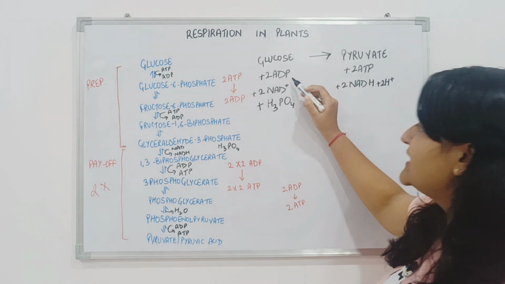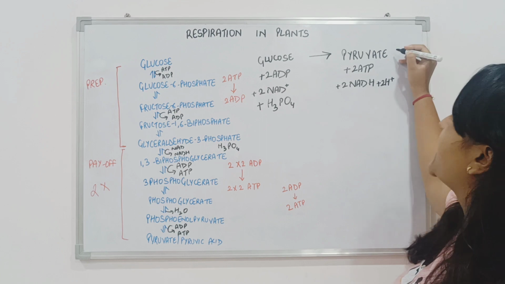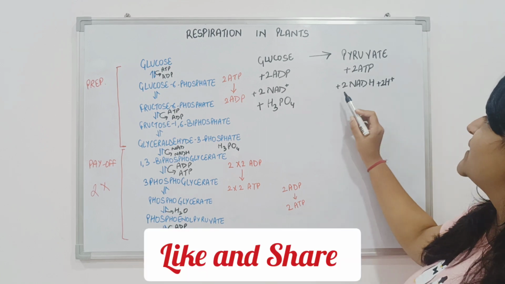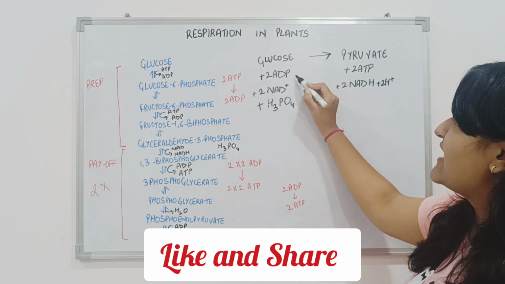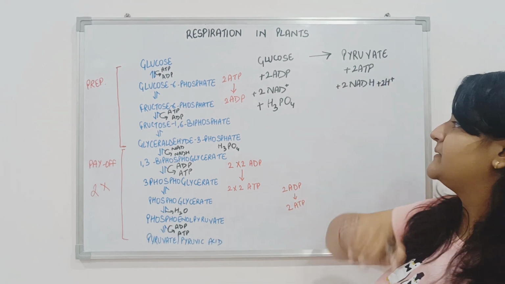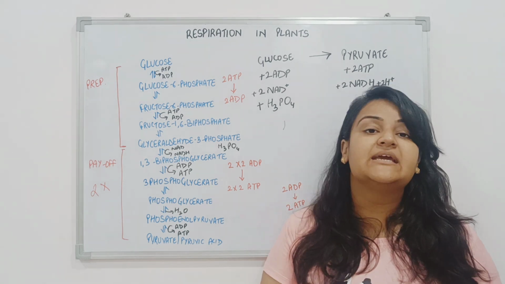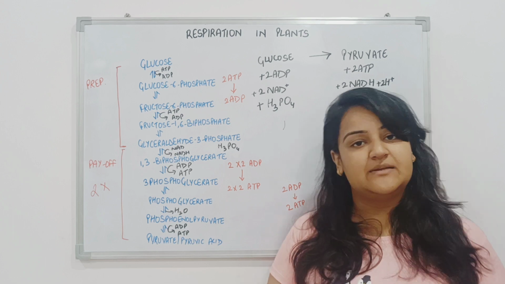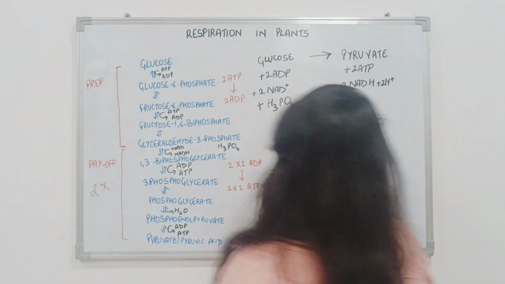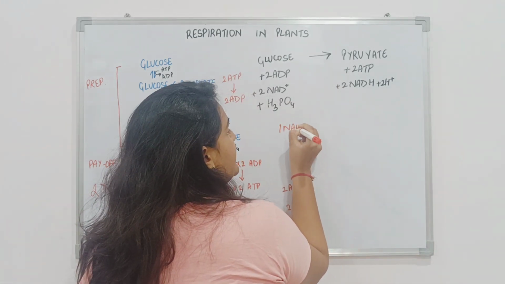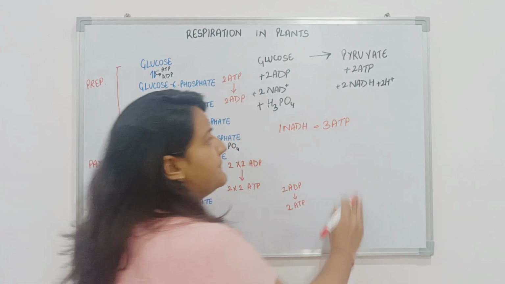Okay, so now what is the net reaction? Glucose plus 2 ADP plus 2 NAD positive plus H3PO4 goes to pyruvate plus 2 ATP plus 2 NADH plus 2H positive. Now we have ADP, we have ATP, we have NAD and NADH. ATP is the energy currency of the cell. So 1 NADH is equal to 3 ATP.